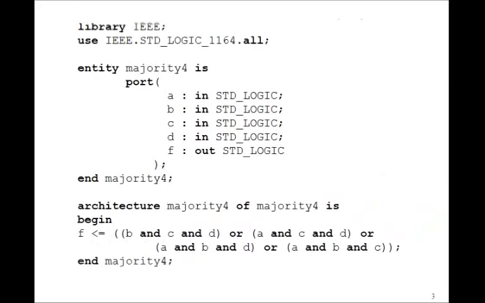So we can just write a VHDL program and write this logic equation in the architecture. So here's the entity. A, B, C, D are inputs, F's an output. And the architecture is just the logic equation that we derived from the Karnaugh map.